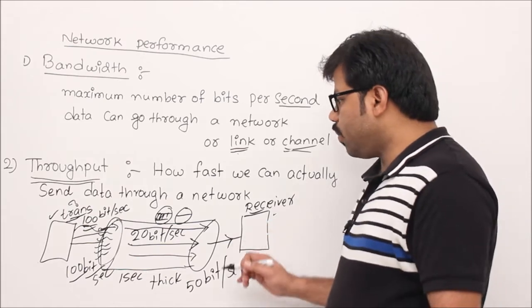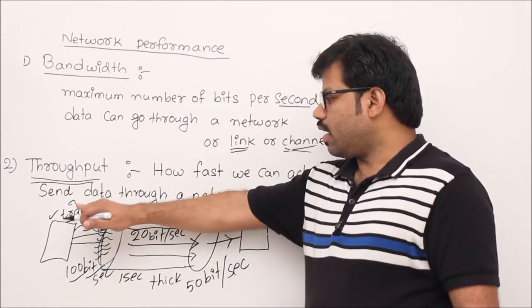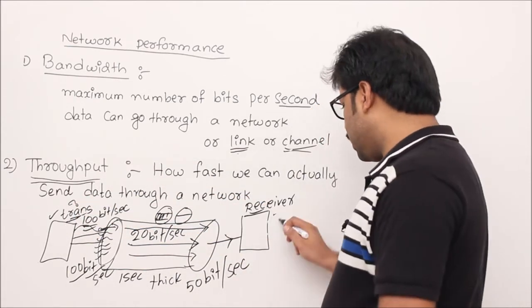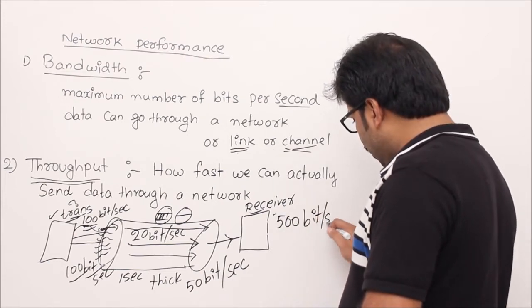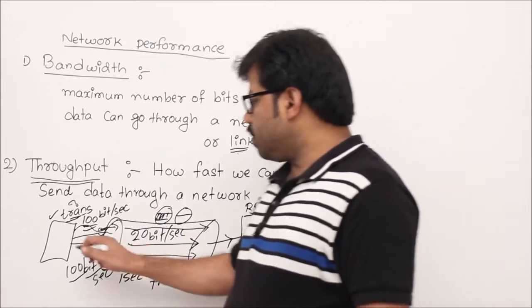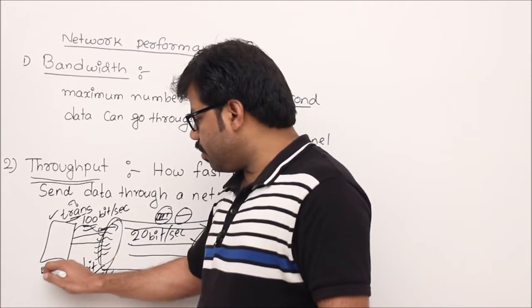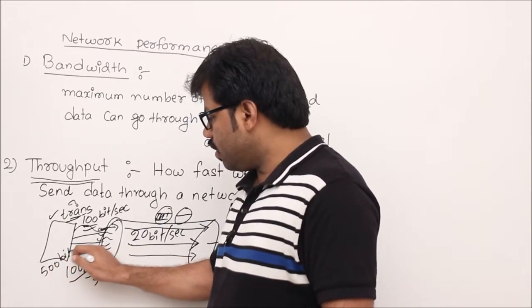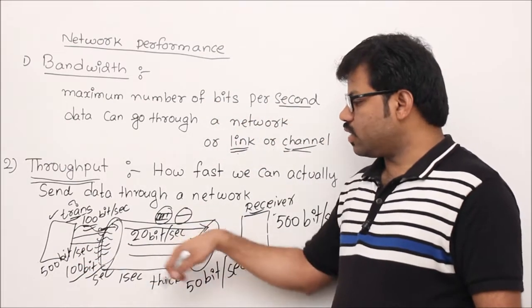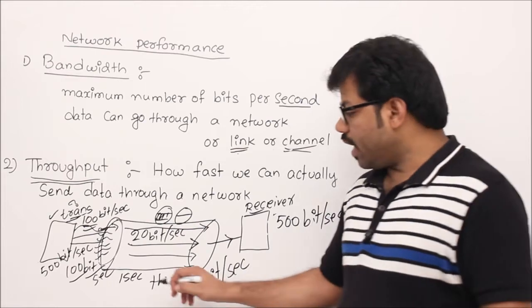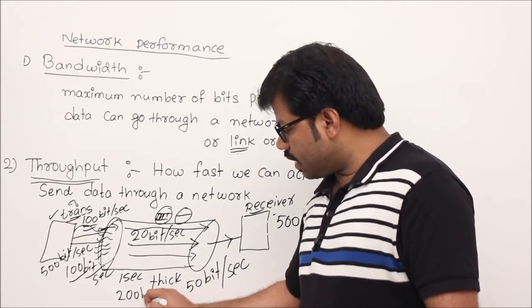Because what is important, first of all, we have to calculate transmitter capacity and receiver capacity. Assume that for simplicity, your receiver can receive 500 bits per second. Your transmitter also can transmit 500 bits per second. If that is the case, now this entire story depends on your cable. Now the cable can take only 200 bits per second.